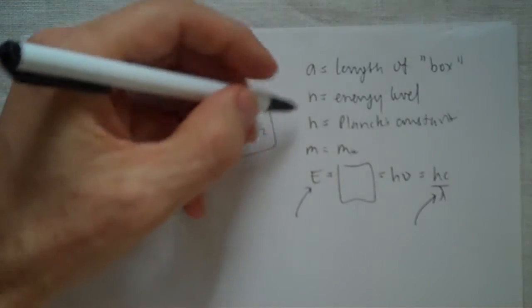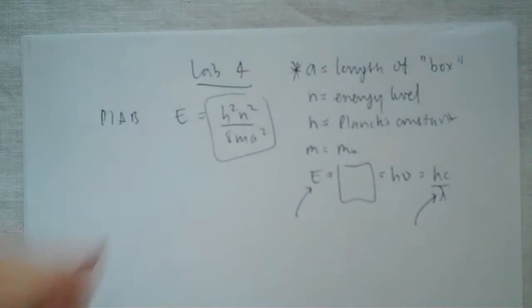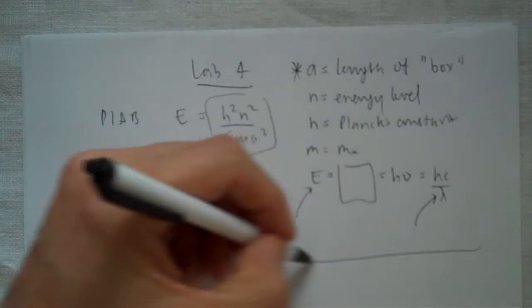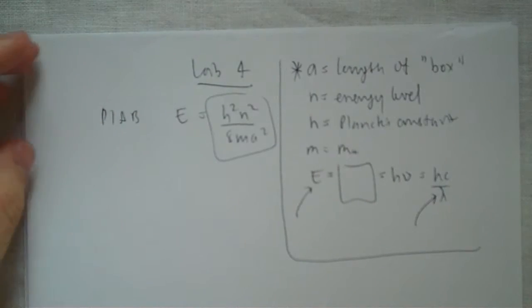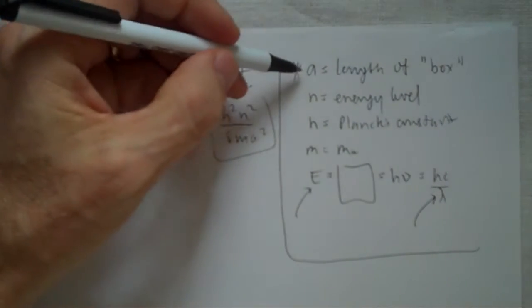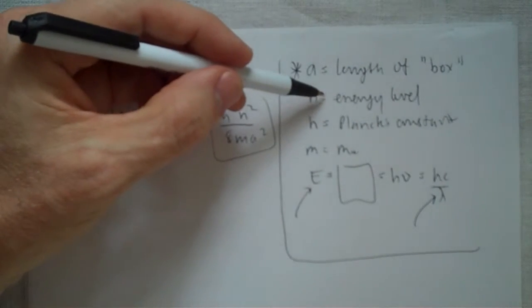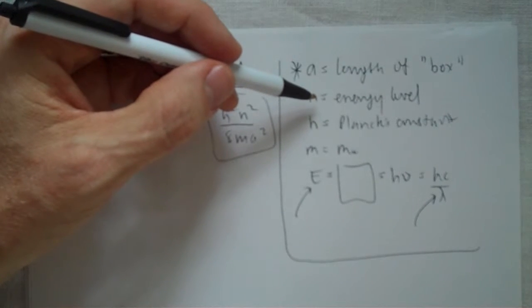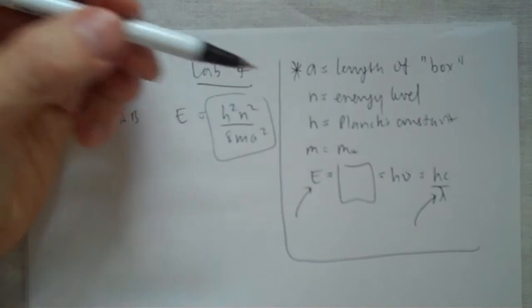Of course, a, I think, is the factor that's difficult to appreciate, the length of the box. Now, the length of the box is something that I'll maybe do a separate video on if you ask about that, or we may talk about that. But obviously n is the energy level. We're going to be looking at the first energy level and the second energy level and so on.